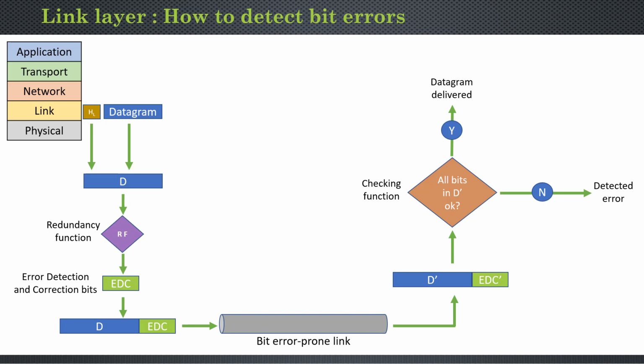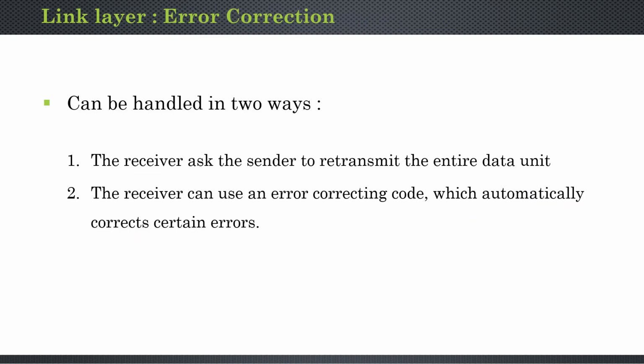I have to say that even with the use of error detection bits, there still may be undetected bit errors. So the receiver may deliver a corrupted datagram to the network layer. We just want to choose an error detection scheme that keeps the probability of such occurrences as small as possible. We talked about error detection, now let's see what is error correction. Error correction is like error detection, except that a receiver not only detects when bit errors have occurred in the frame, but also determines exactly where in the frame the errors have occurred and then corrects them.